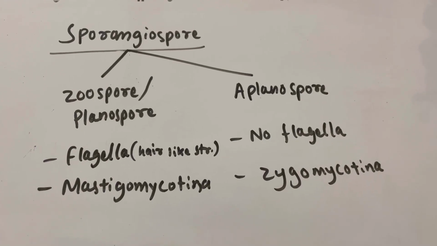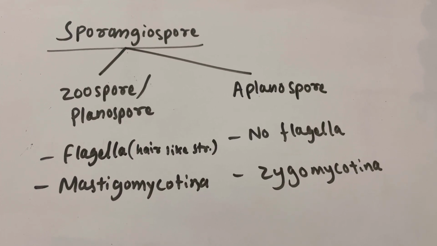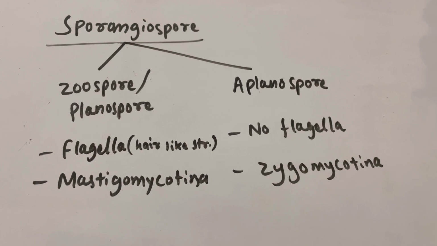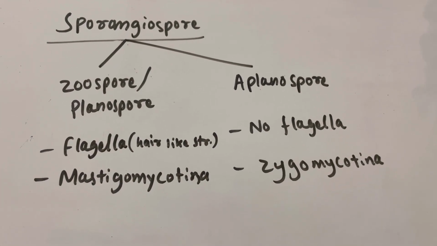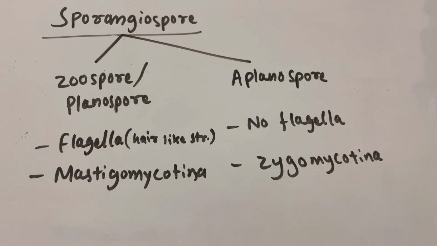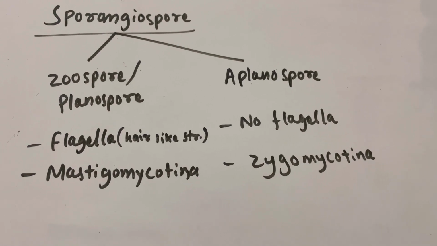Sporangiospores are of two types. One is zoospore, which is called planospore, and the second one is aplanospore. Zoospore or planospore contains flagella, a hair-like structure, and it has a subdivision of Mastigomycotina. In aplanospore, there is no flagella and it has a subdivision of Zygomycotina.